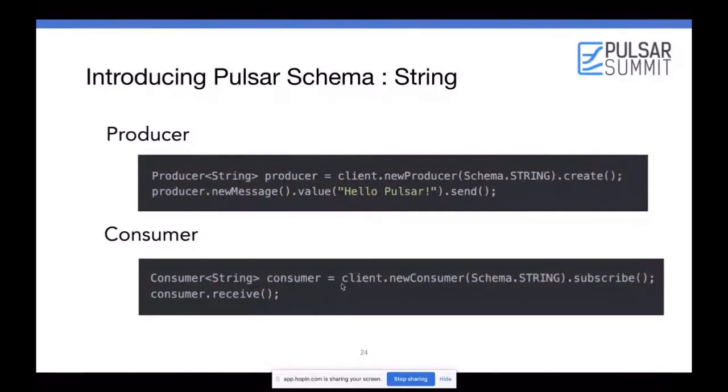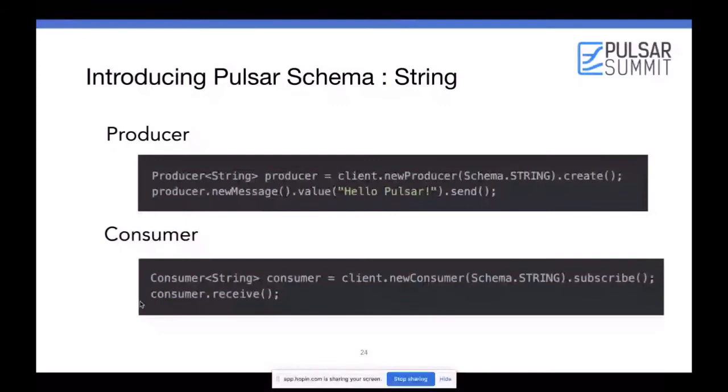On the consumer side, again, you state explicitly that the schema is actually a string schema, and you can receive this. The returned value will actually be a string, and this string could again be a JSON. It could be anything that you want.